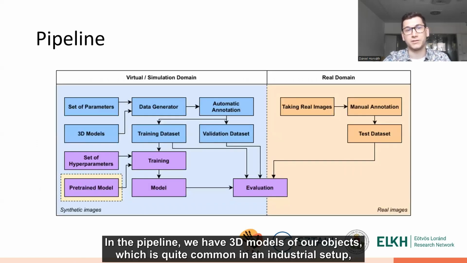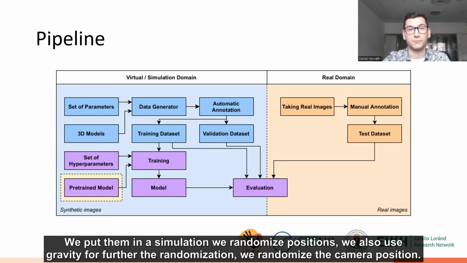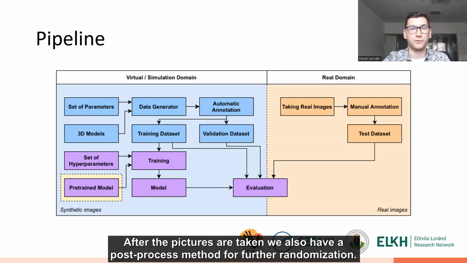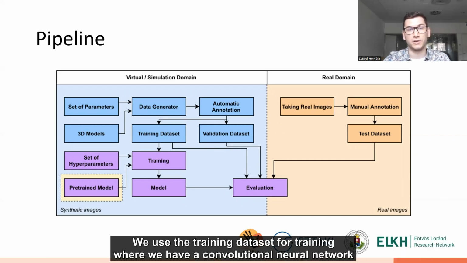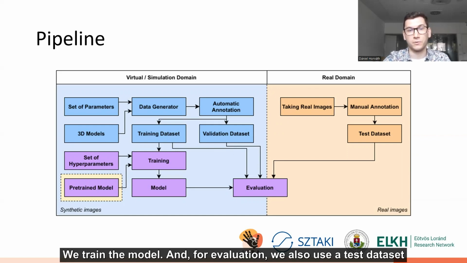The pipeline is that we have 3D models of our objects, which is quite common in an industrial setup. And we put them in a simulation in randomized positions. We use gravity for further randomization. We randomize the camera position. And after the pictures are taken, we also have a post-process method for further randomization. As we know all the positions, we can automatically annotate the images, creating the training and validation data sets in the synthetic domain. We use the training data set for training, where we have a convolutional network, and we train the model. And for evaluation, we also use a test data set.